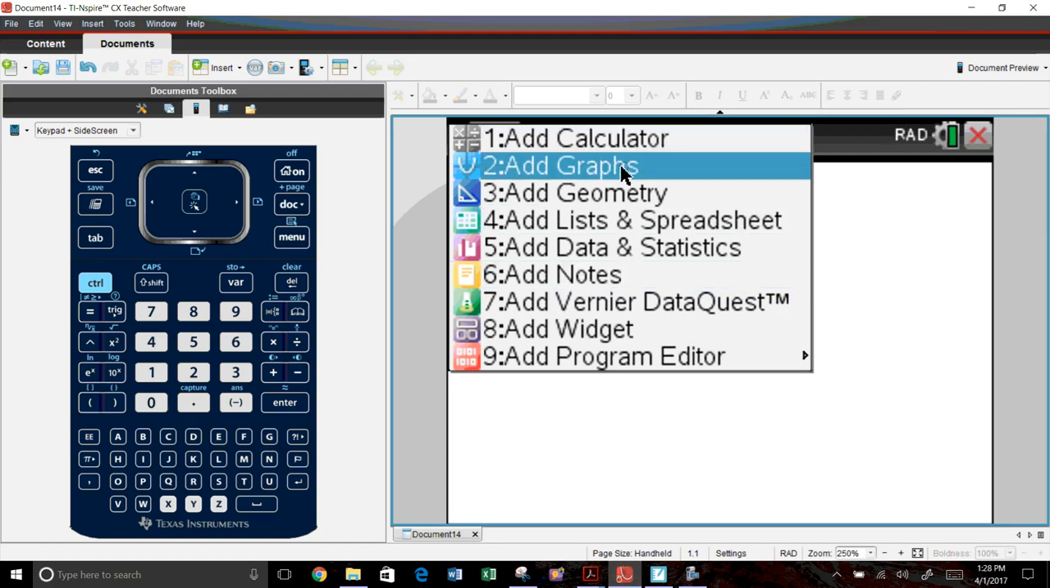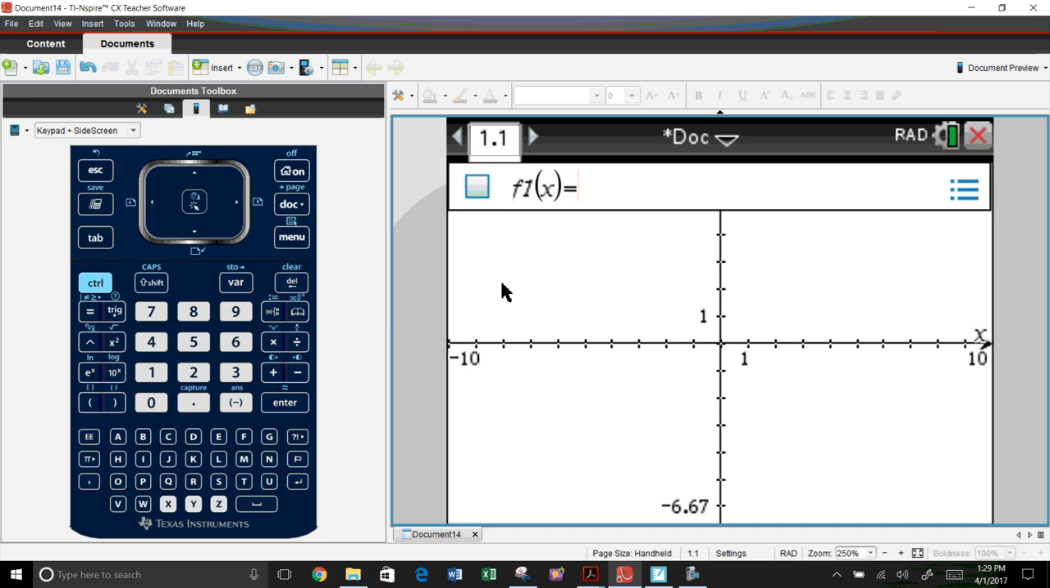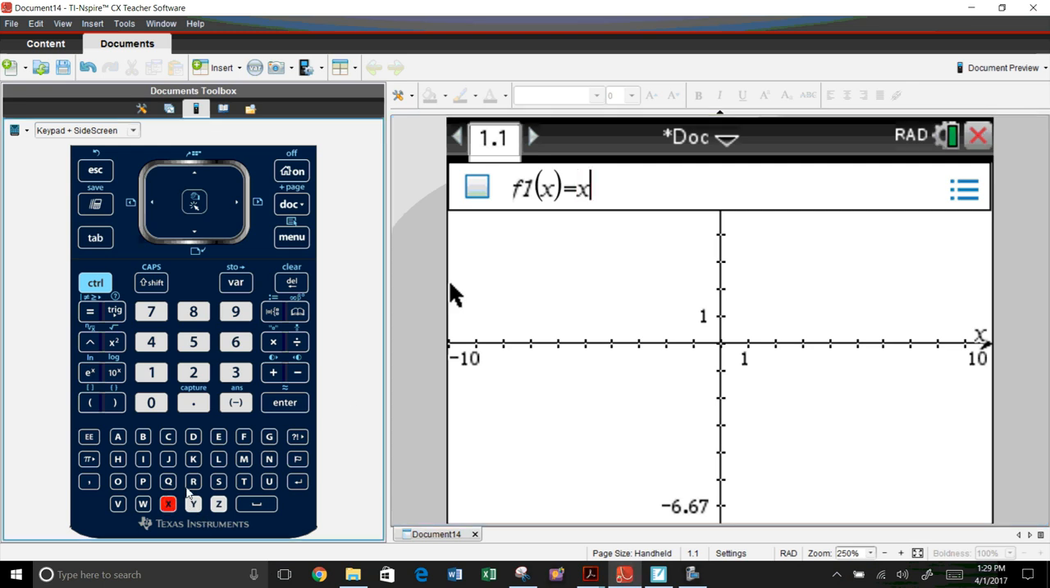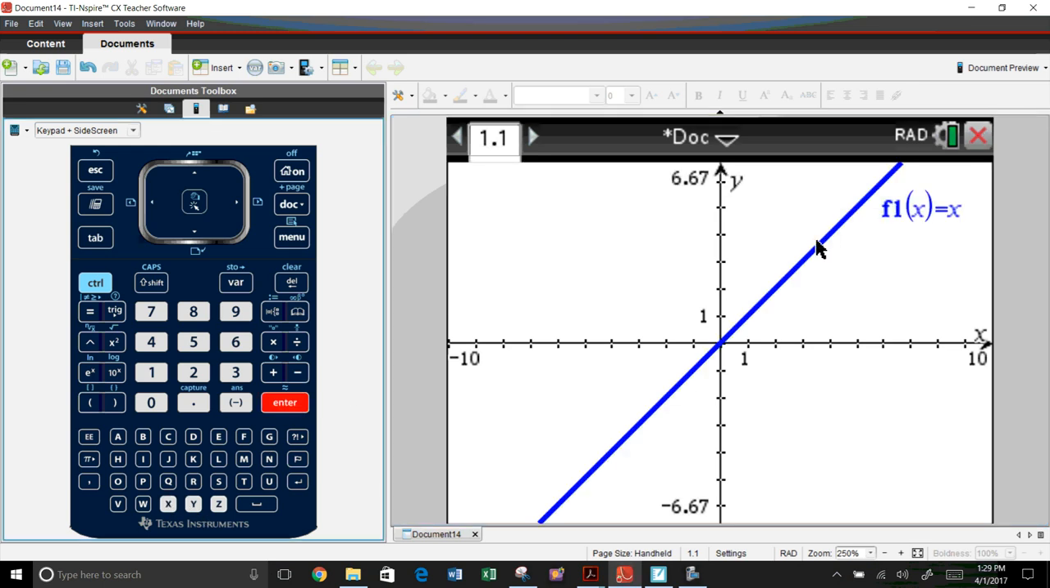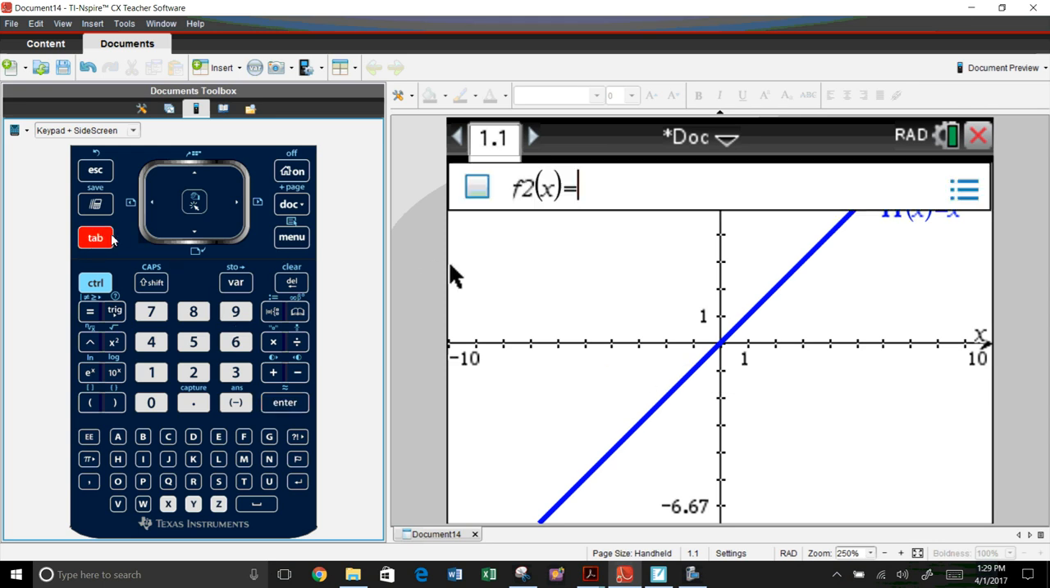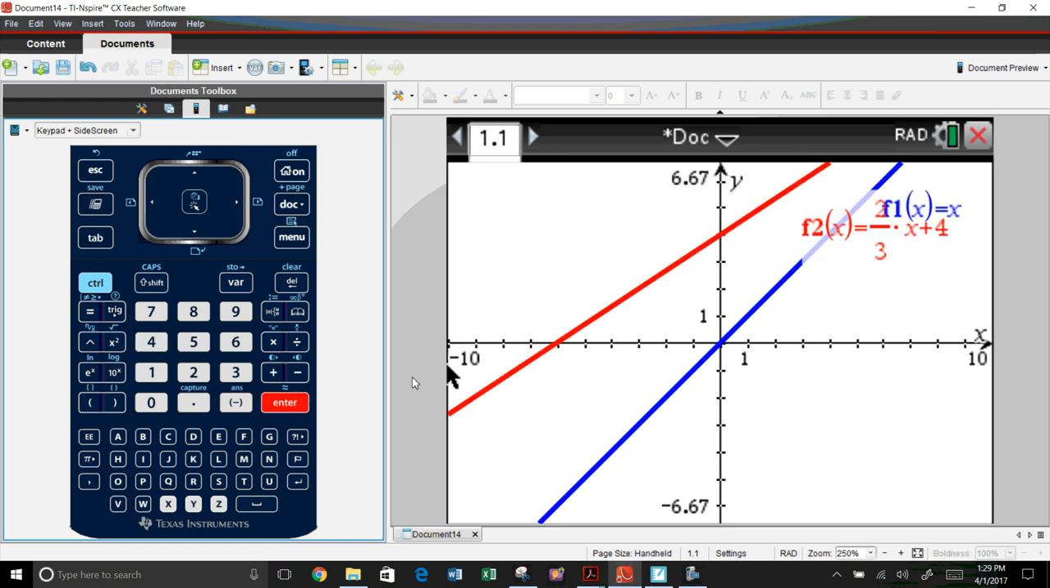We want the regular graph. So the first equation is y is equal to x. So we enter it. So there's the first line, our first graph. Now we're going to click on tab so we can type in the next one. The next one is going to be 2/3 x, and then plus 4. Okay, so we press enter, and there's our second line.